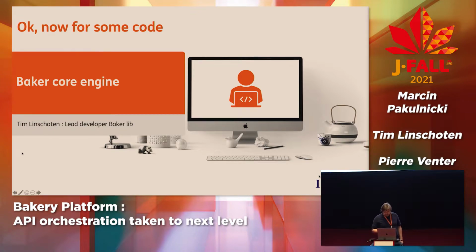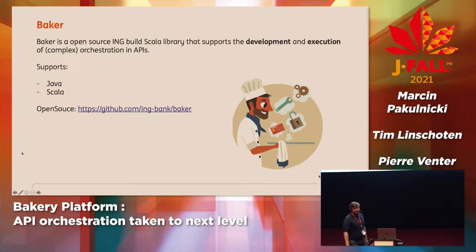Okay, so again, the slide about Baker. Baker is an open source ING-built Scala library, and it supports both the development via the DSL and the execution of your mostly complex orchestration API. It doesn't have to be complex, but that's the main use case. Our DSL supports both Java and Scala. Most users in ING use the Java DSL because that's the most used, but we ourselves try to use the Scala.